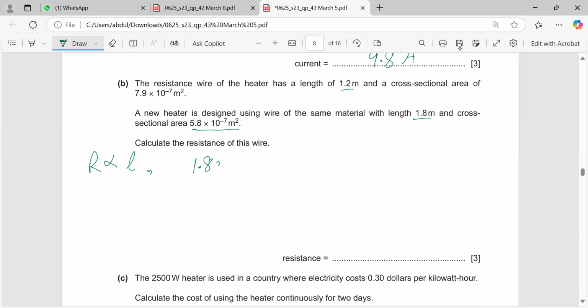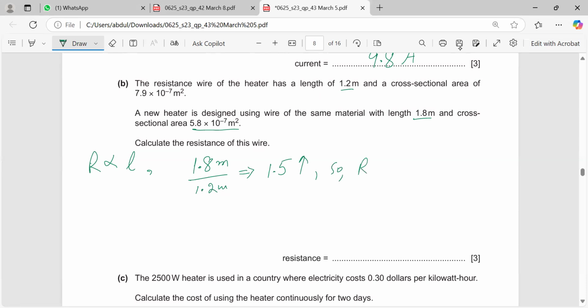1.8 meters divided by 1.2 meters. Let's take the ratio of length, that is equal to 1.8 divided by 1.2, answer is 1.5. So it means the length is increased by 1.5 times. Resistance is directly proportional to length, so resistance will also be increased.